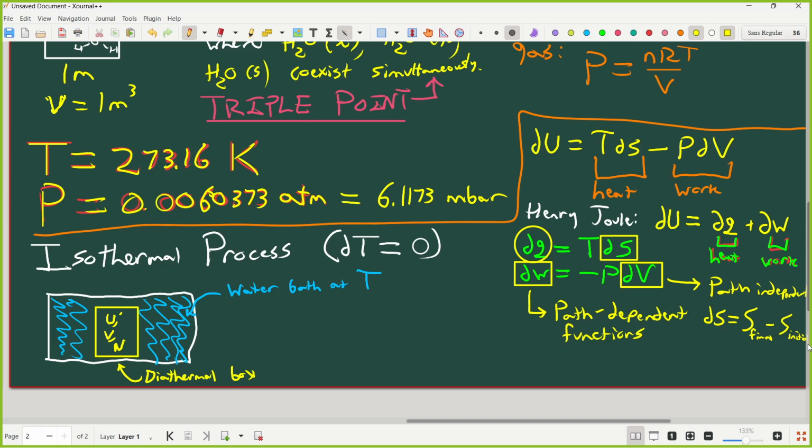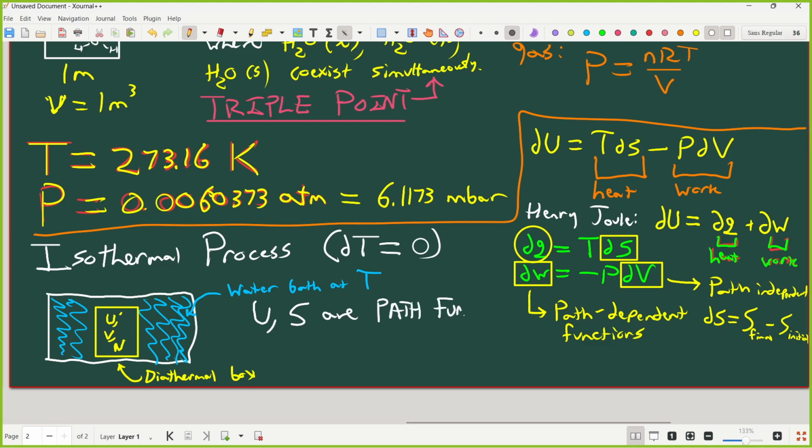All right? So what we call those, U and S, these functions of energy, are what are called state functions. Sorry, not path functions, that's the wrong word, that's the other one. State functions. Which means that dS or dU is only dependent on the beginning and end point, not the path. It's only dependent on the initial and final state, not the intermediate states.